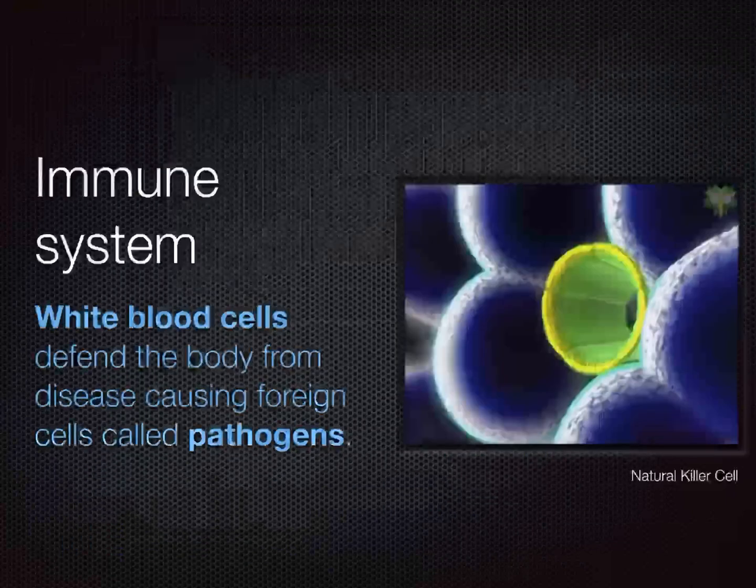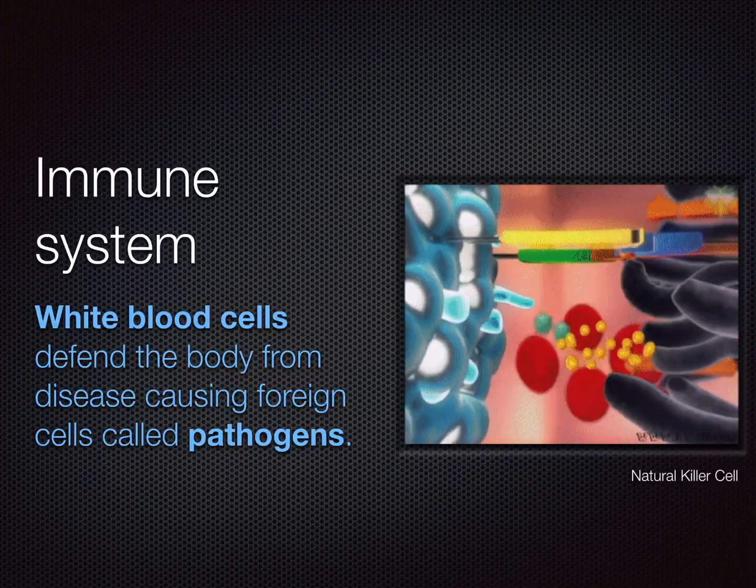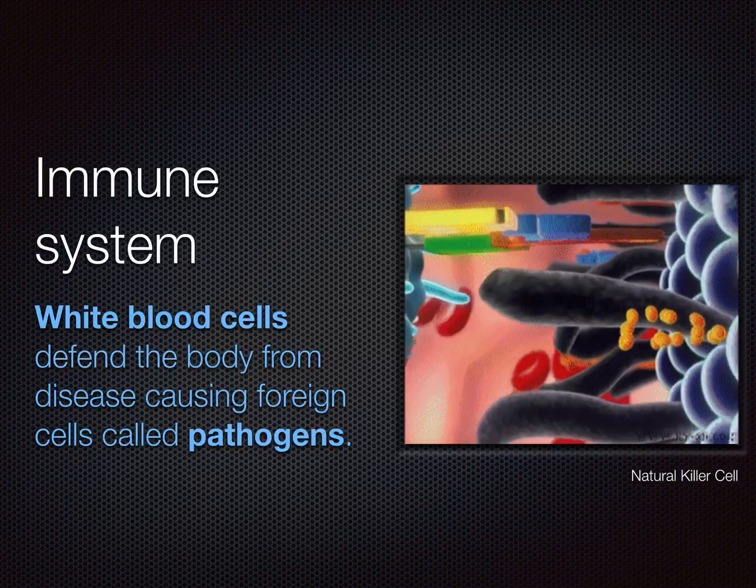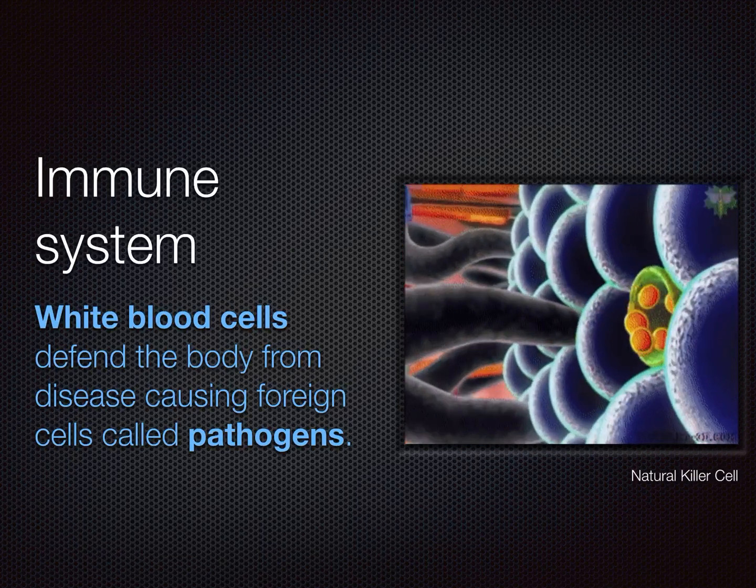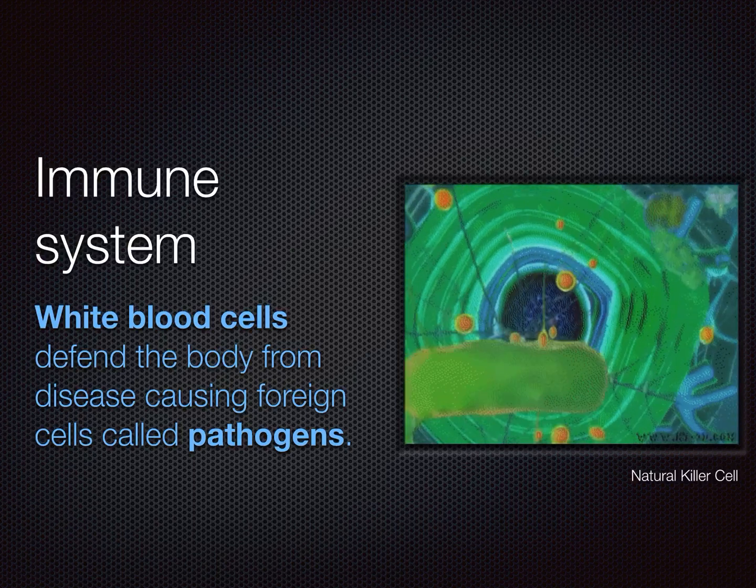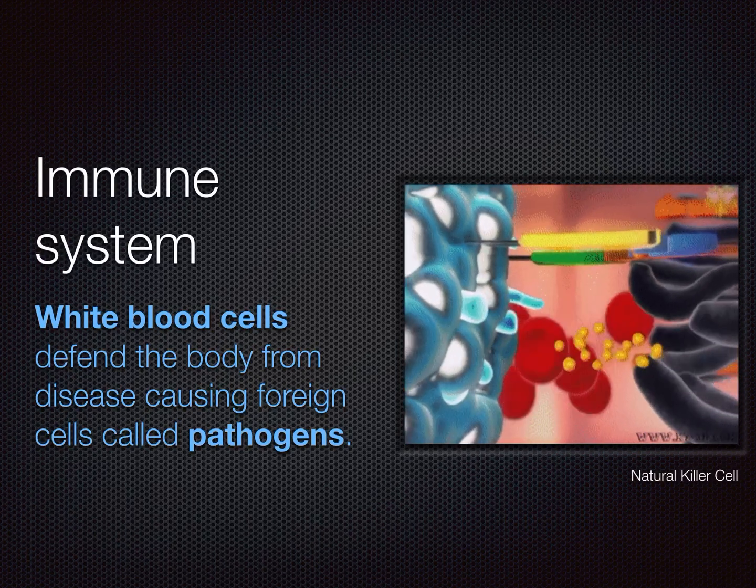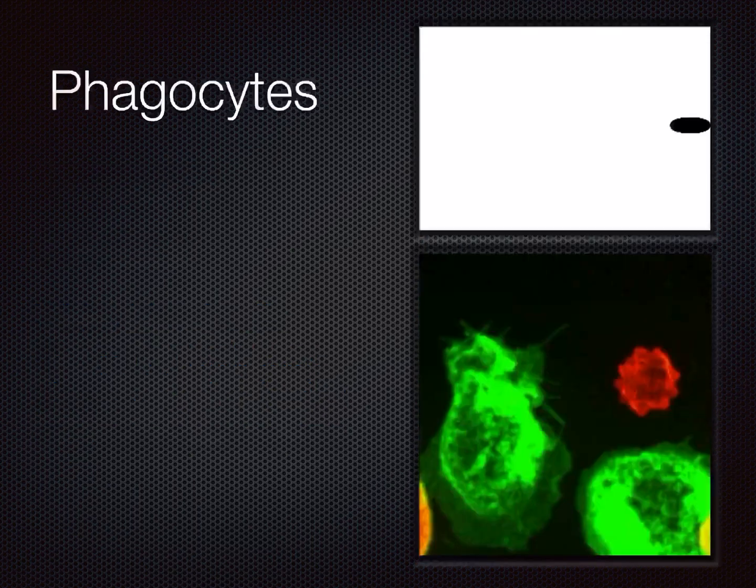Okay, our immune system is what defends the body from the pathogens, the viruses and bacteria which cause disease. And there's many interesting ways that they can do this, okay? We're going to look at two very basic ways that white blood cells defend the body from disease-causing cells, and we call the disease-causing cells pathogens.